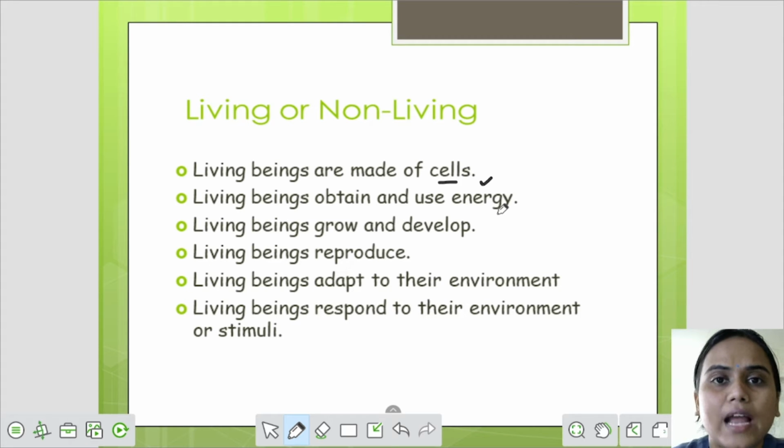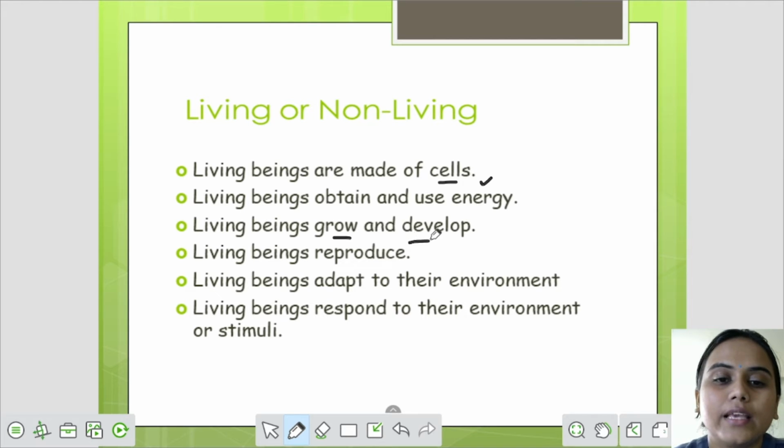Does your chair or your table need any energy to survive? No, you do not give anything to them to survive day to day. They stay the same, even after a few days. So living beings grow and develop.